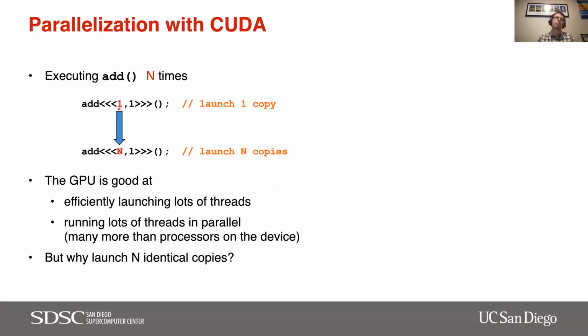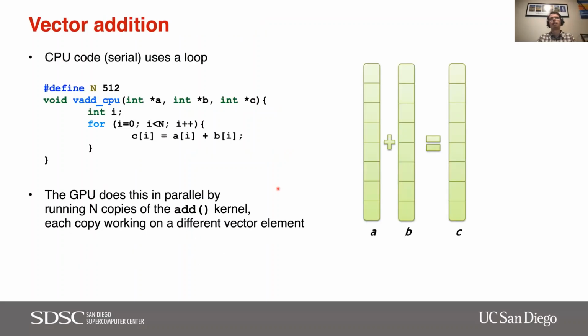So these are actually the number of blocks. There's a reason for the number of blocks, and these are threads per block. I'll get back to that, but the GPU is good at effectively launching many threads, many more than processors on the device. And so again, why n identical copies of the kernel doing the same operation, right?